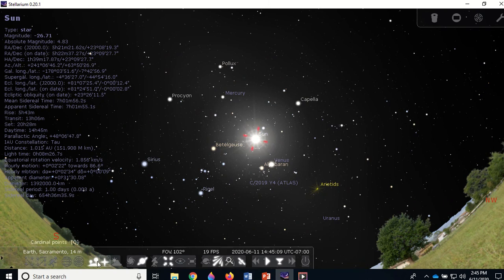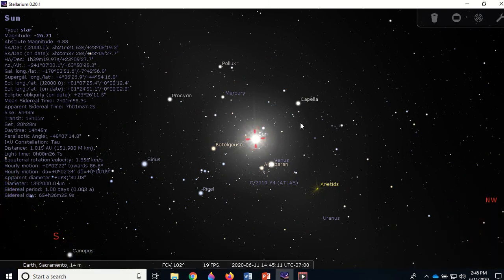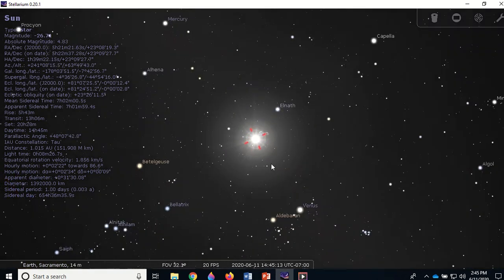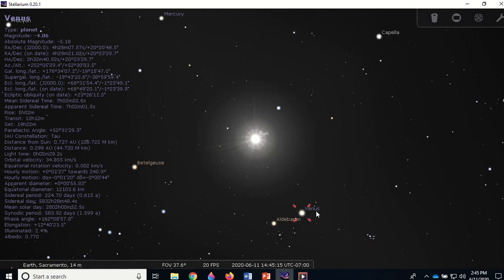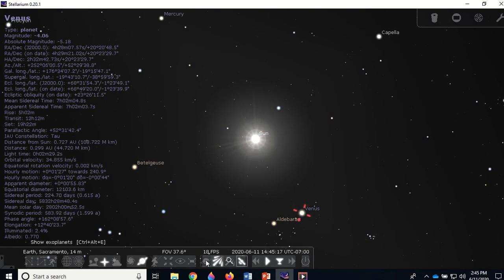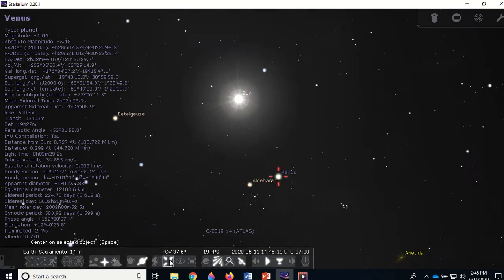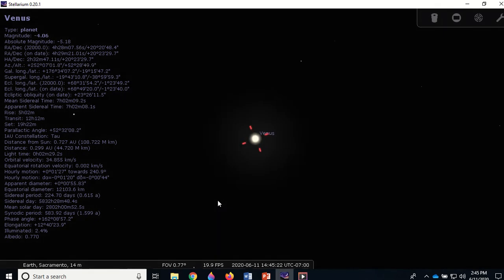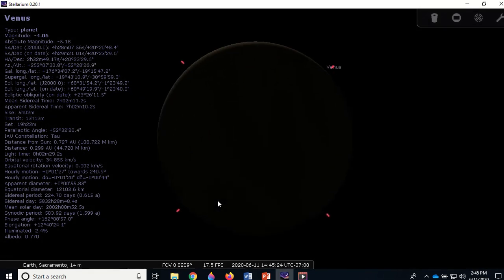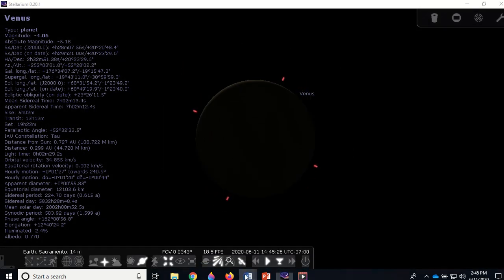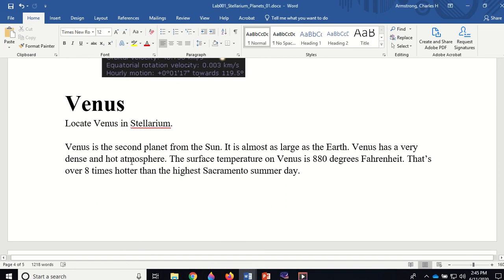Let's get rid of the Earth. Okay, so now let's go to Venus. Go in. There's Venus right there. Then I can center on Venus. Now we can go way in. Okay, so Venus is the second planet from the sun. It is almost as large as the Earth. Venus has a very dense and hot atmosphere.